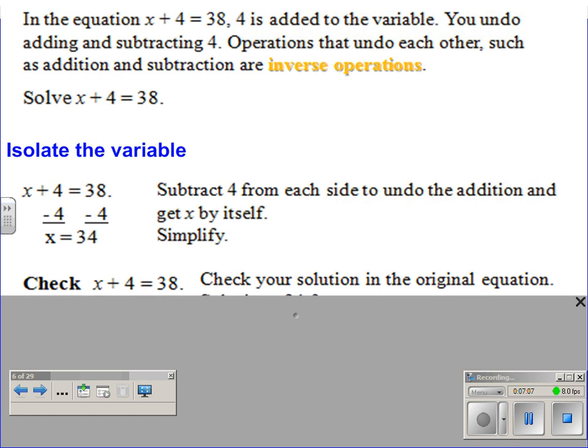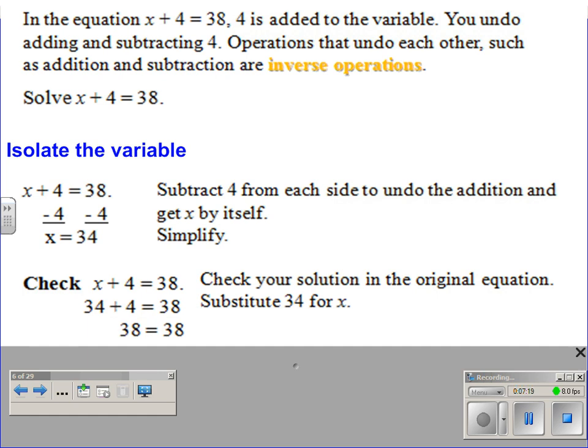The next thing is to do your check. And you've done this in hands-on equations lots of times. To do the check, you go back to the original equation. You rewrite your original equation. You substitute what x is. So you do 32 plus 4 equals 38. You'd have 38 equals 38. And you would put your check mark. That's your check.